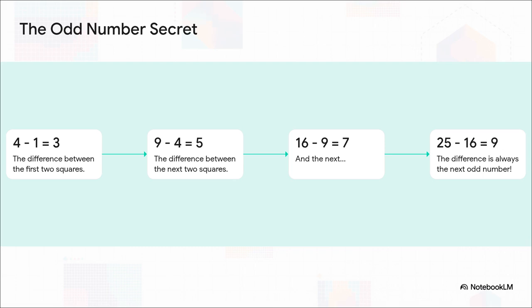If you find the difference, the gap, between 2 square numbers that are right next to each other, a secret pattern just pops out. So the difference between 4 and 1 is 3. The next gap between 9 and 4 is 5. Then it's 7. Then 9. Do you see it? The difference is always the next odd number in line. It's this incredible hidden connection.